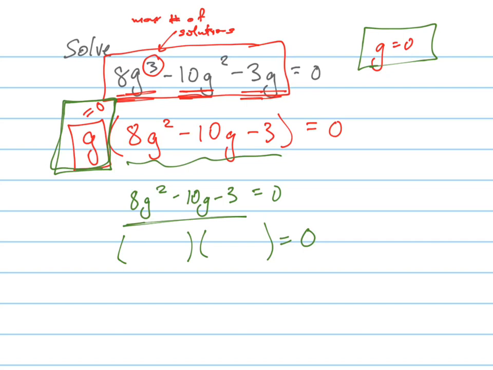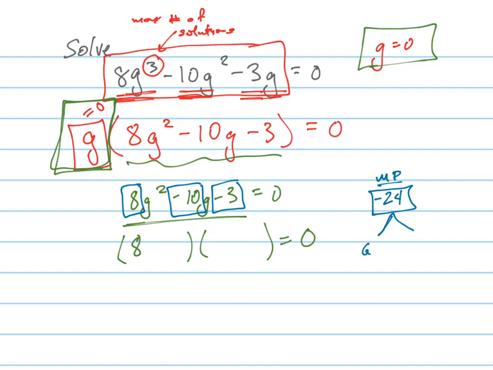So if I multiply... actually let me show you a little trick, because this is what I would use. If I take that times that, I get negative 24. That's called the master product. And I'm looking at negative 24 and I'm asking myself the riddle, what multiplies to negative 24 and adds to negative 10? If that riddle has an answer, this factors. If that riddle doesn't have an answer, it doesn't factor.